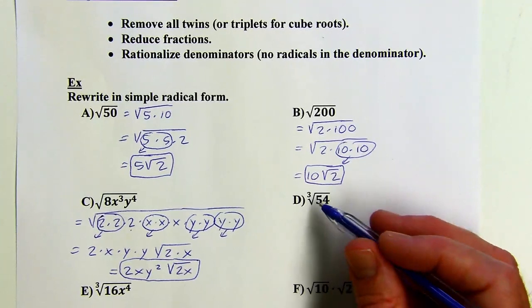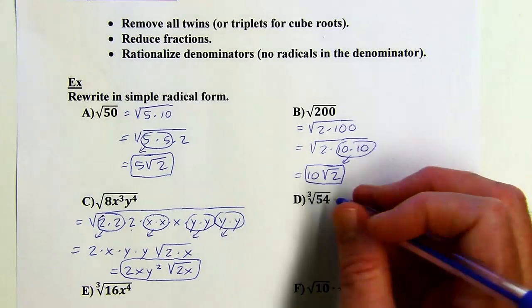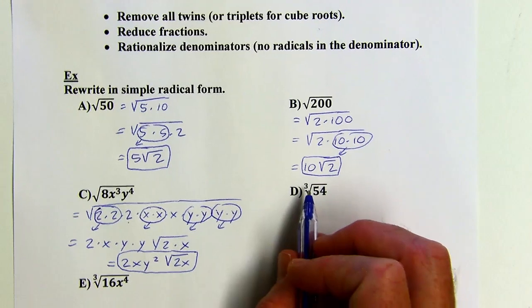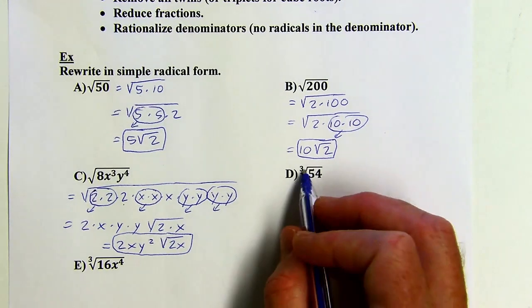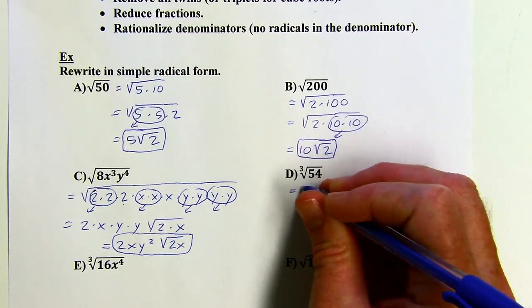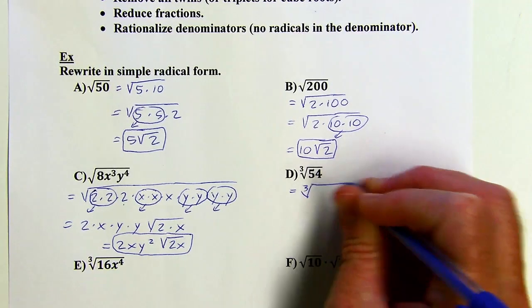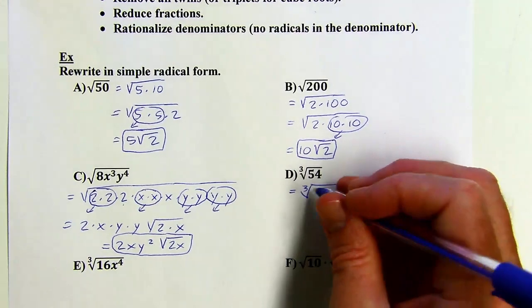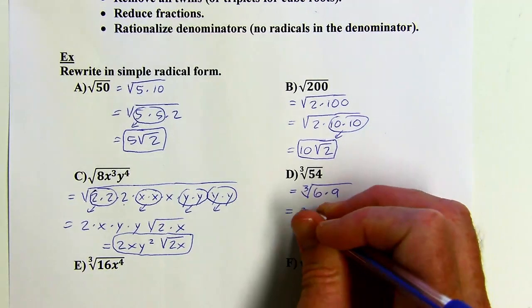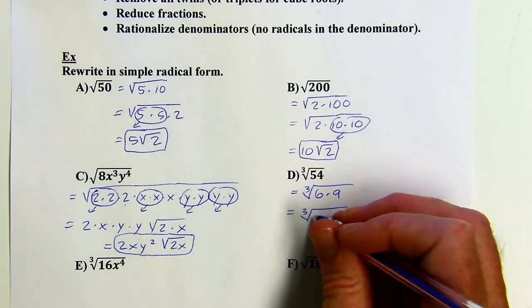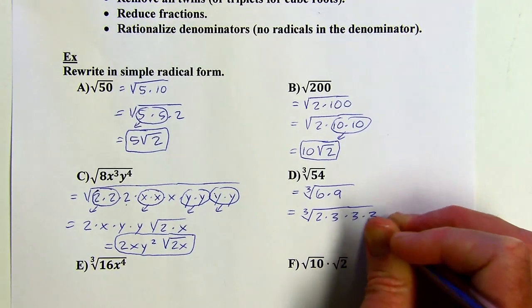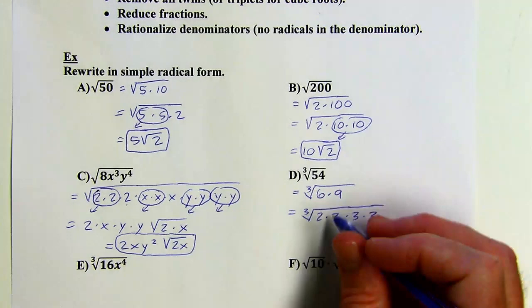Okay, so next one. This is a cube root, so I'm not looking for twins anymore. I'm looking for triplets instead to get out of a jail with an index of 3, you need triplets. Okay, so let's start breaking this apart. I'm thinking, okay, how about 6 times 9 is 54. No triplets yet. Let's keep breaking it up. I can break up the 6 into 2 times 3, and I can break up the 9 into 3 times 3. Okay, and then I see, oh, I do have triplets.